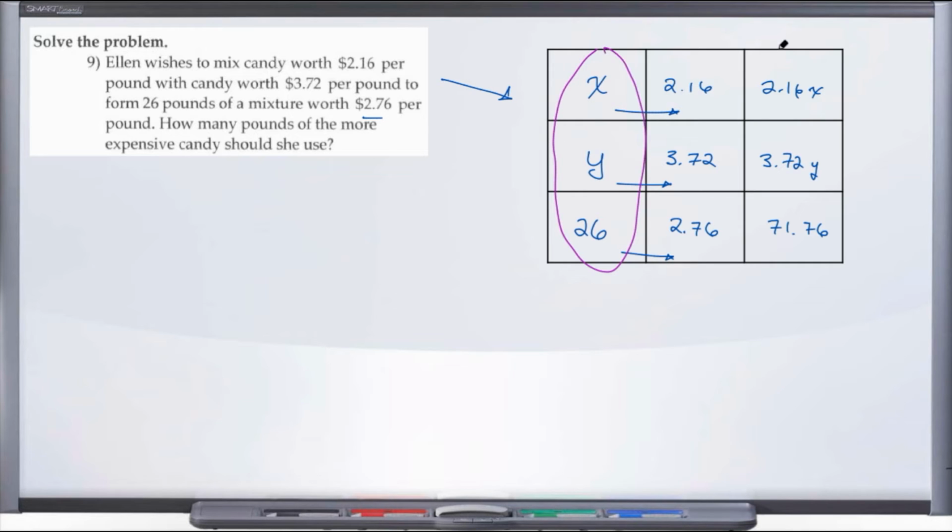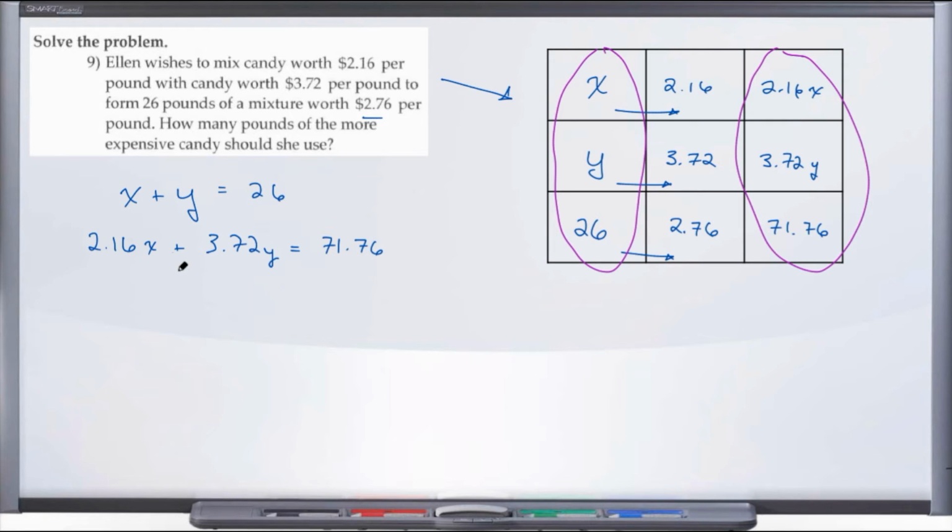Once you have your grid filled out, your tic-tac-toe filled out, the columns on the left and right become your system of equations. Pulling the information right out, we have X plus Y equals 26, and 2.16X plus 3.72Y equals 71.76. We now have two equations that we can solve by elimination or substitution.